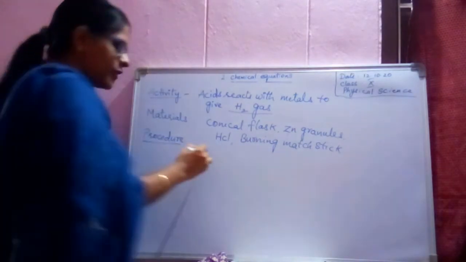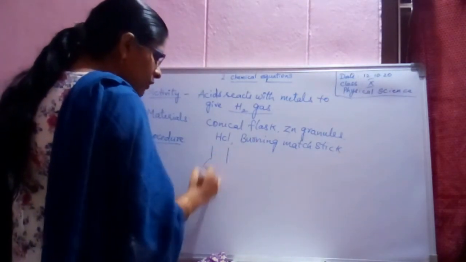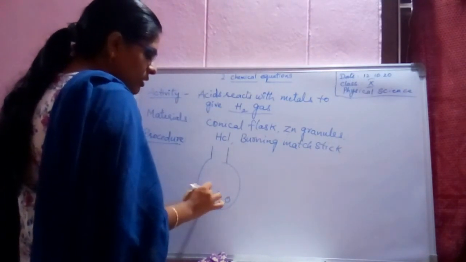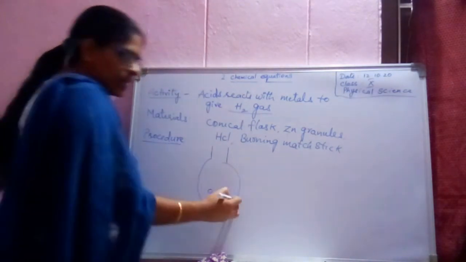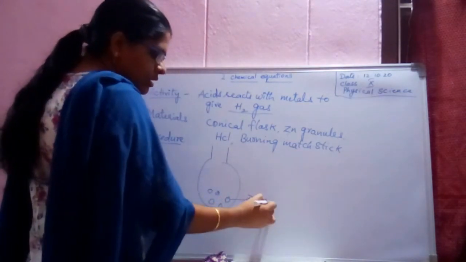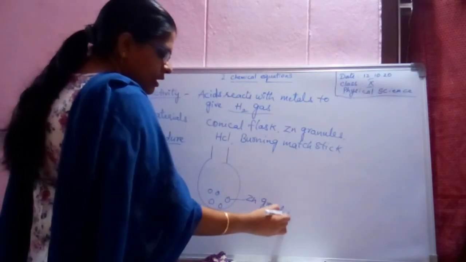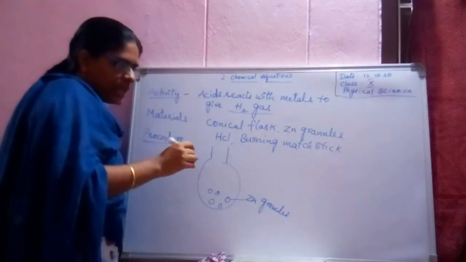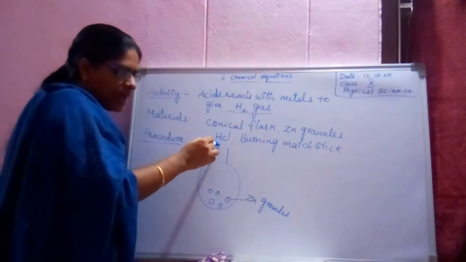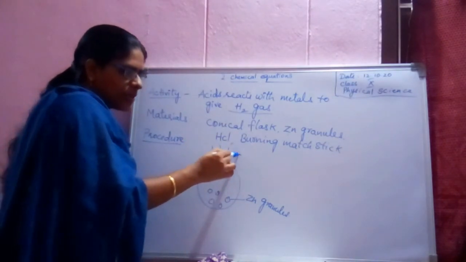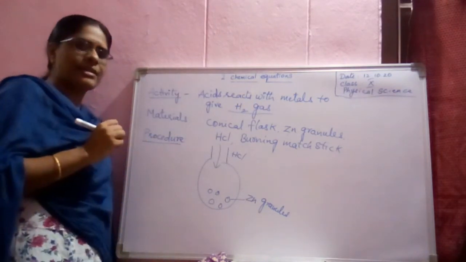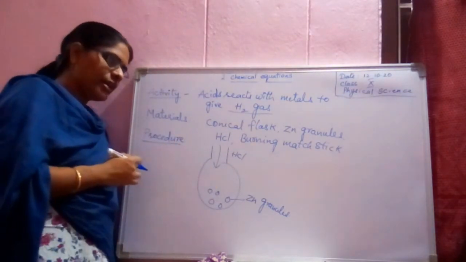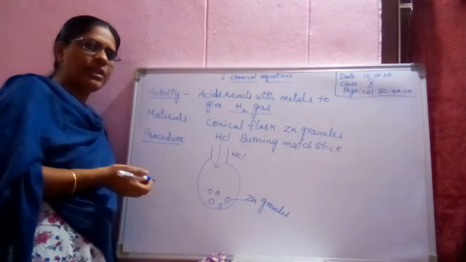Procedure is, first, in a conical flask, take some zinc granules, small pieces of zinc granules. Okay, zinc granules you need to take in the conical flask. Now here, add some amount of hydrochloric acid. These zinc granules react with hydrochloric acid.